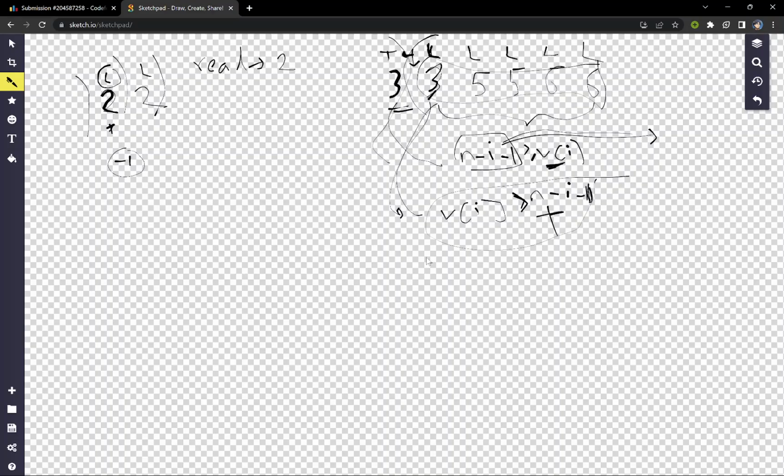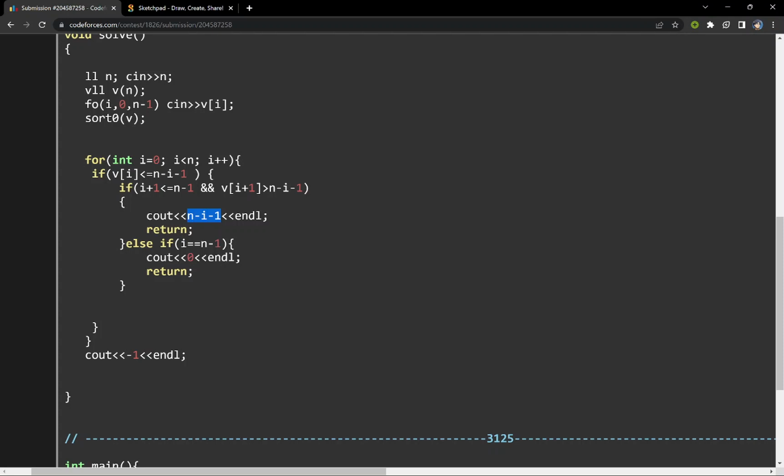Otherwise, at the last, if it is 1, 2, 3, if all persons are telling the truth, the number of liars is 0, right? So if he is saying that the number of liars should be greater than or equal to 3, if this is true, then we can directly output 0, right? So this was all about the solution of the problem.